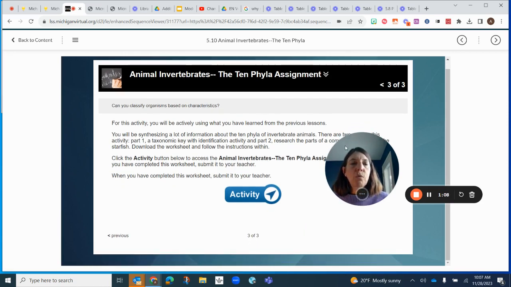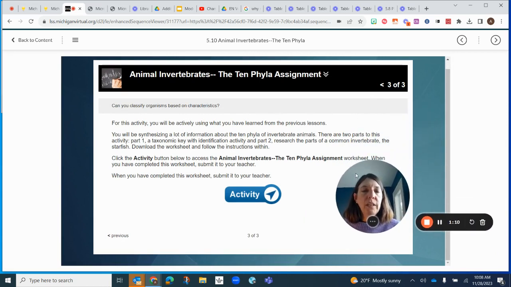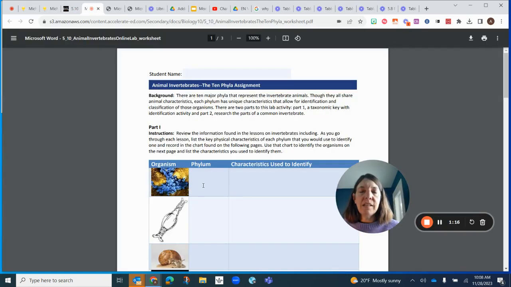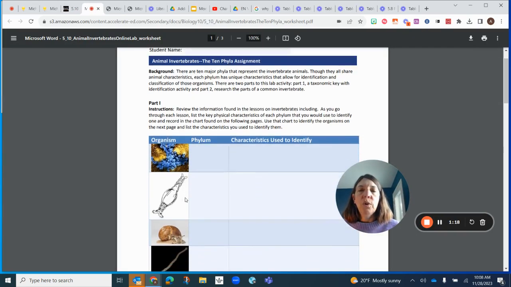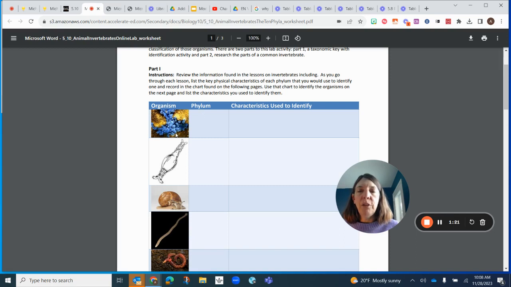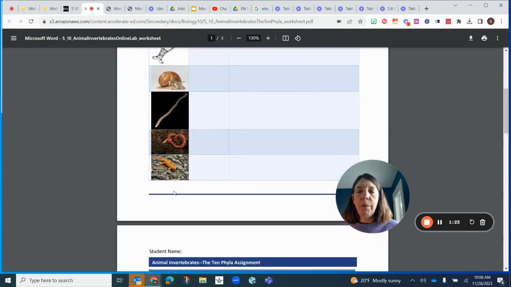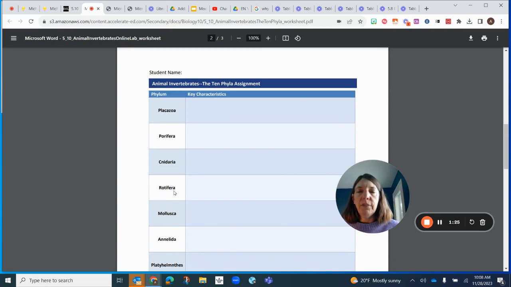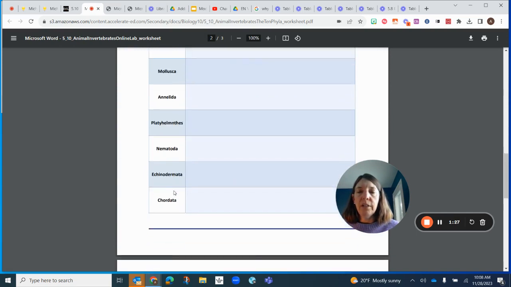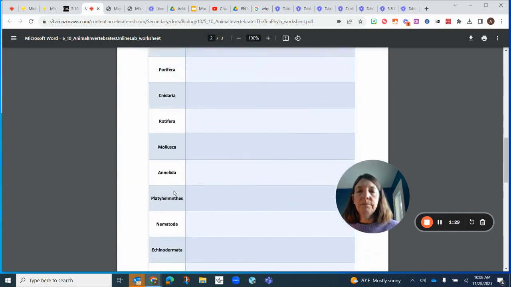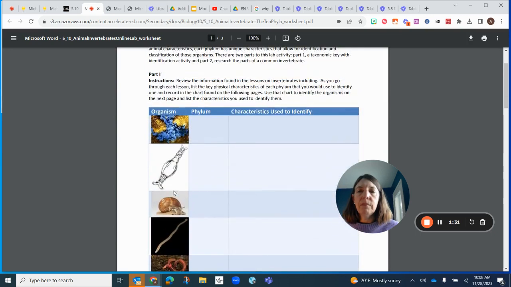Okay, so as you've been taking notes, hopefully, you're going to be going back through those other slide decks. You're going to name the phyla that you find this in. Okay, so remember all these different examples are here. Okay, so they're listed there. The important thing is to identify the correct phylum and what you use to identify that phylum.